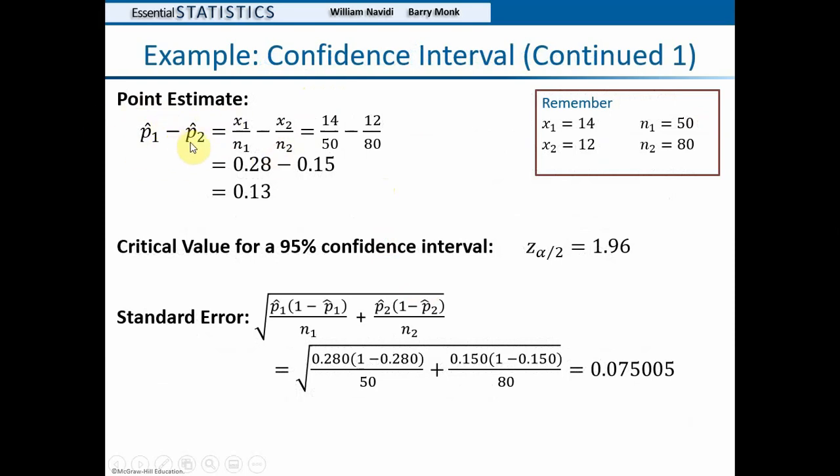Here's the point estimate, P1 hat minus P2 hat, 14 over 50 minus 12 over 80. That's 0.13. That's our point estimate. And then we've got to construct that margin of error. The critical value for a 95% confidence interval. 95, I start with this. So here, for this confidence interval, I'm always considering, I draw, what confidence interval do I start with? 95%.